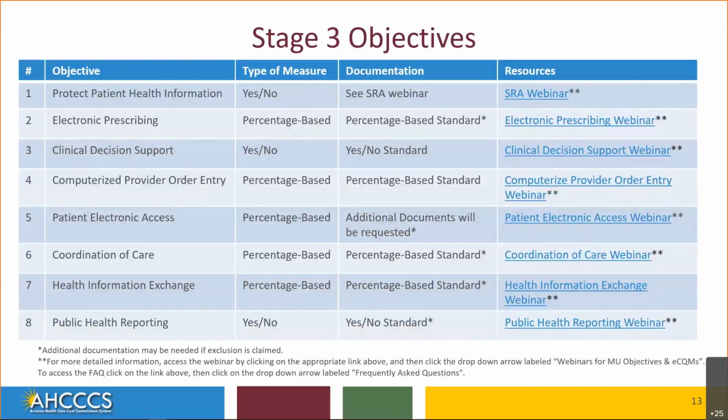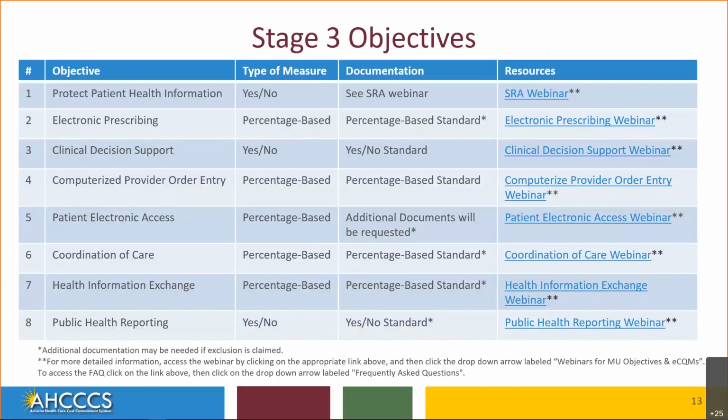Here's just a summary of the stage 3 objectives. So it goes through all 8 objectives. In the first column, it labels what number it is. Then it says the objective name. The third column says the type of measure. Is it a yes, no, or is it a percentage-based measure? The fourth column is labeled documentation, and it's telling you what type of documentation is going to be required.